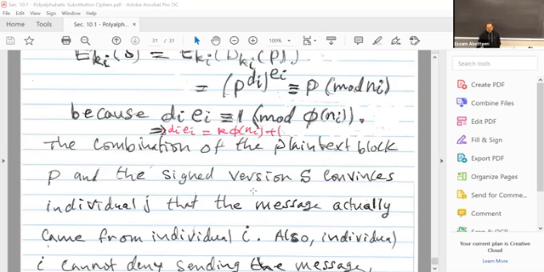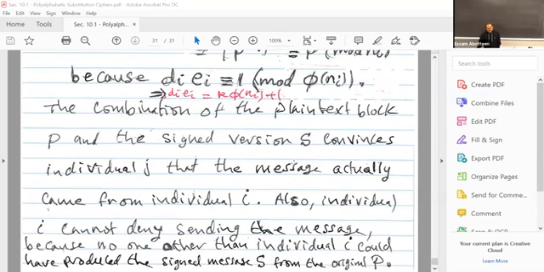So the combination of the plain text block P and the signed version S convinces individual J that the message actually came from I. Also, individual I cannot deny sending the message, because no one other than this individual knows how to convert P to S, because it uses his secret.